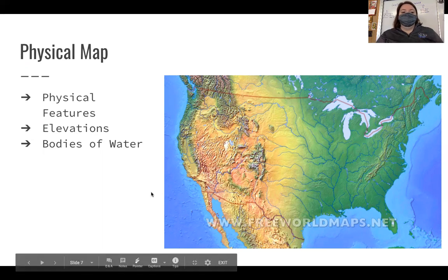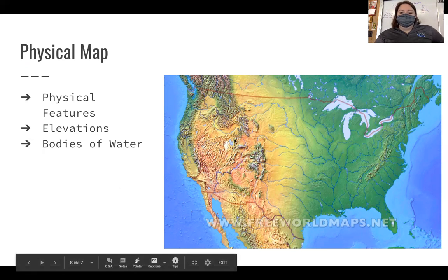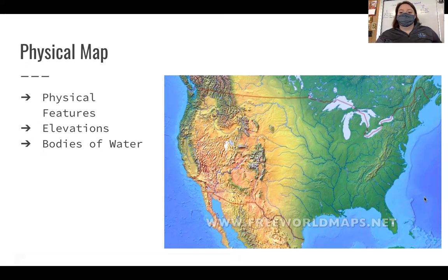Okay? And then, like I said, physical maps can also point out bodies of water. So we've got the Great Lakes up here. We've got some small areas of lakes and rivers that we can see through this one as well. But physical maps obviously show the physical characteristics of a place. Things that are non-man-made, things that are just part of the landscape. Okay?